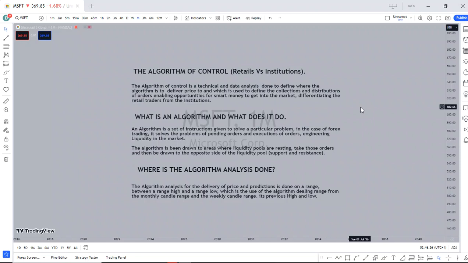Now, what is an algorithm and what does it do? Those that are into computer science, I think you might have been taught this in school. An algorithm is a set of instructions given to solve a particular problem. Now, in the case of forex trading, it solves the problem of what? Executing orders for us, all right? It solves the problem of activating pending orders and executing orders, and also it engineers liquidity in the market.